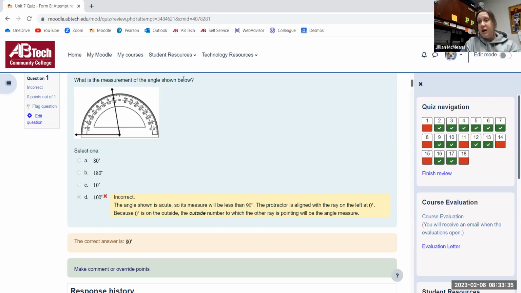That could just be depending on how you looked at it, but look at where the angle starts and where it ends, and that's how you would measure it. So you're measuring this one from the left to the right.